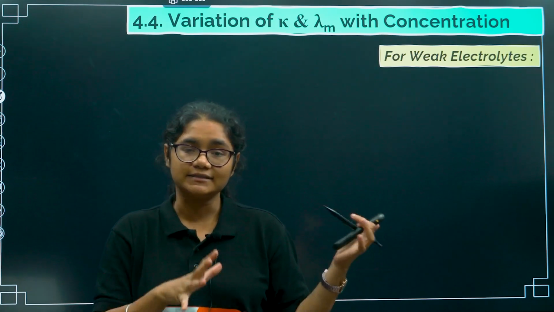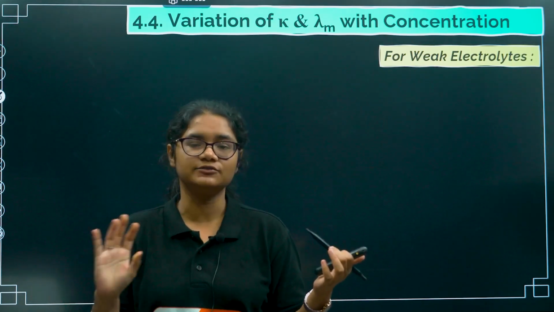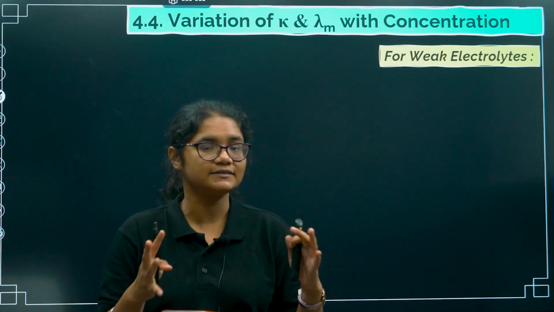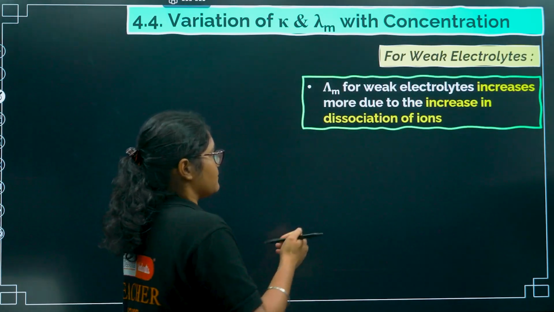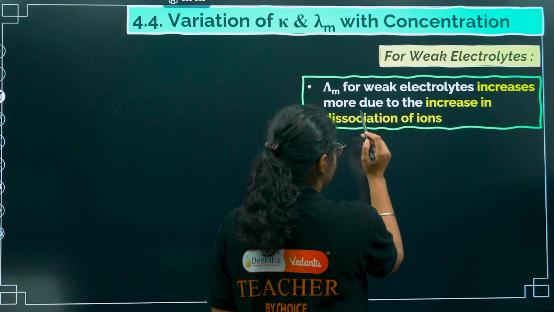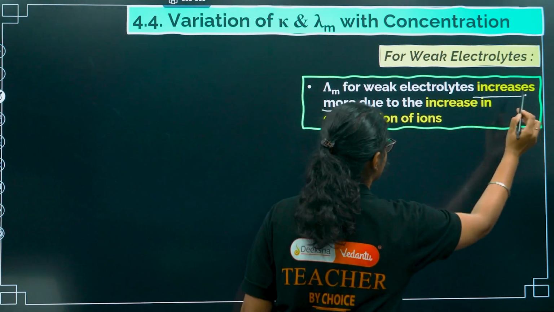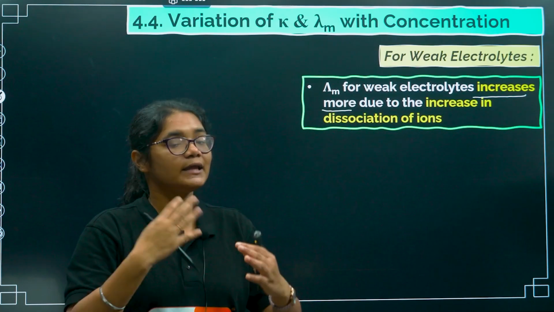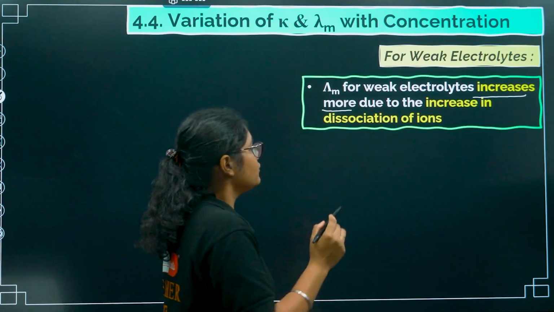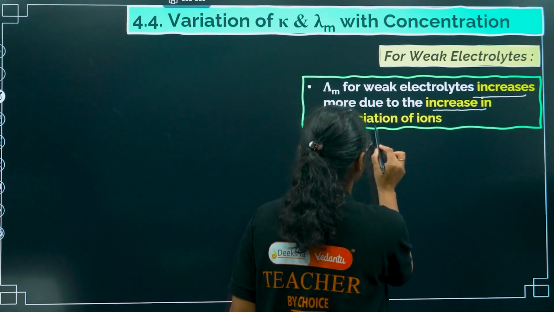But the increase is different in case of weak electrolytes and strong electrolytes. Okay, it increases differently. Let us see how. For weak electrolytes, what happened? Molar conductivity of weak electrolytes increases more. It increases both for weak electrolyte and strong electrolyte. But in case of weak electrolyte, it increases more due to the increase in dissociation of ions.